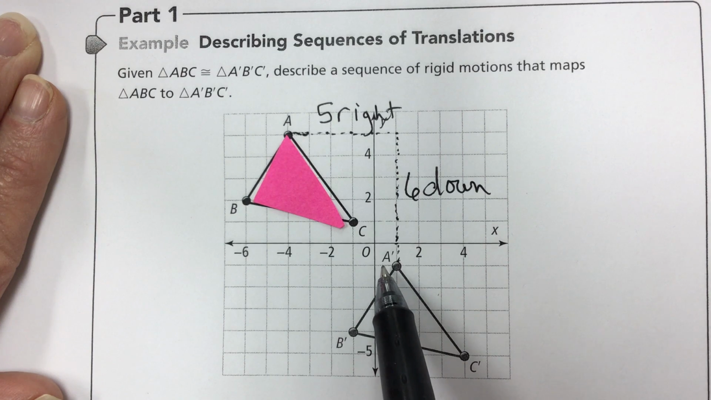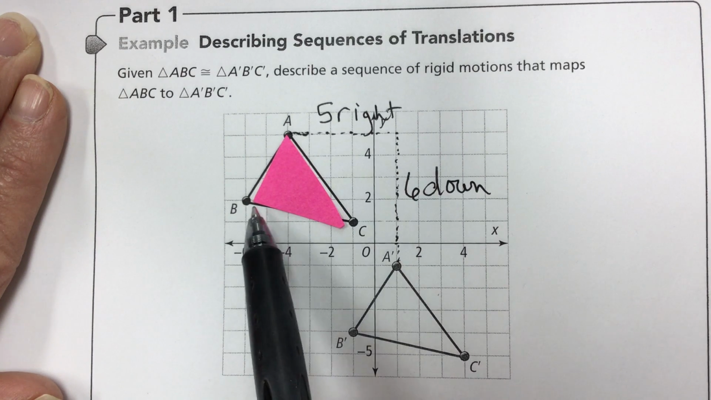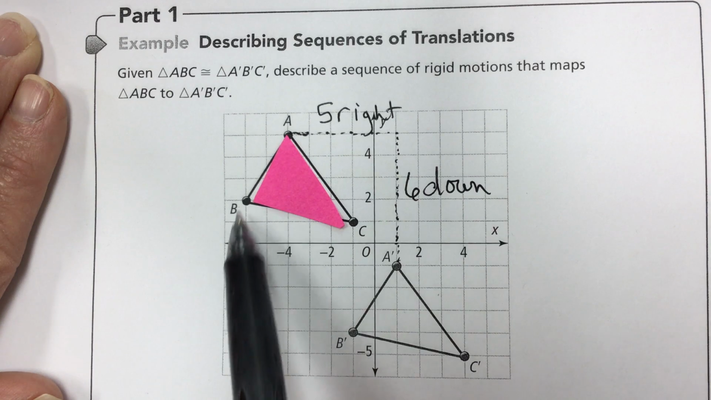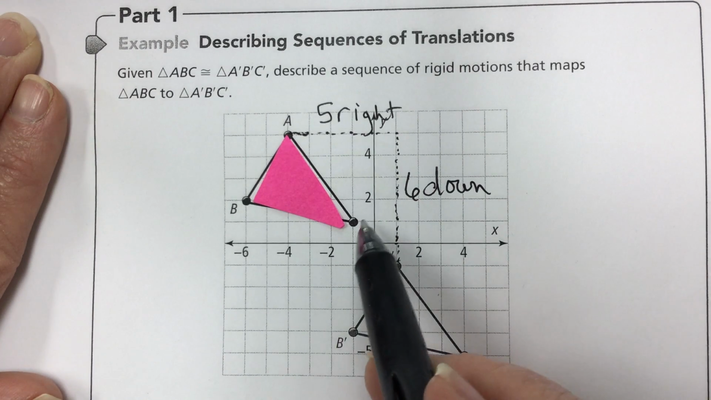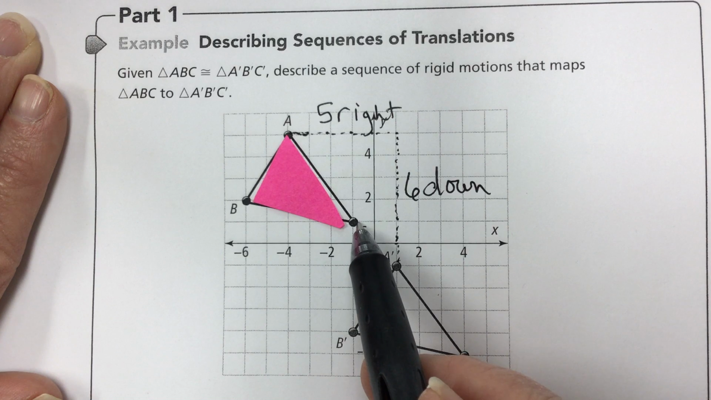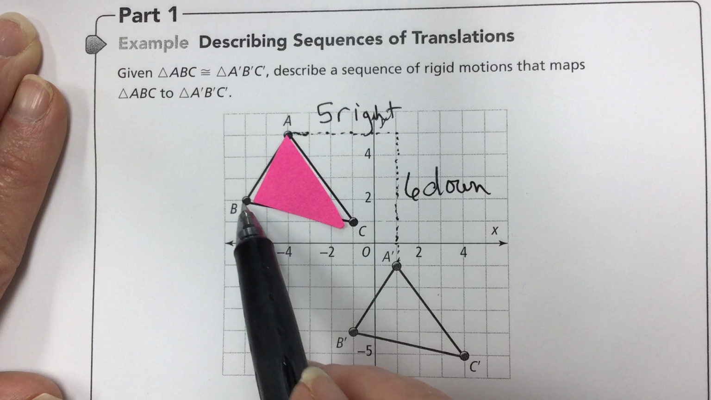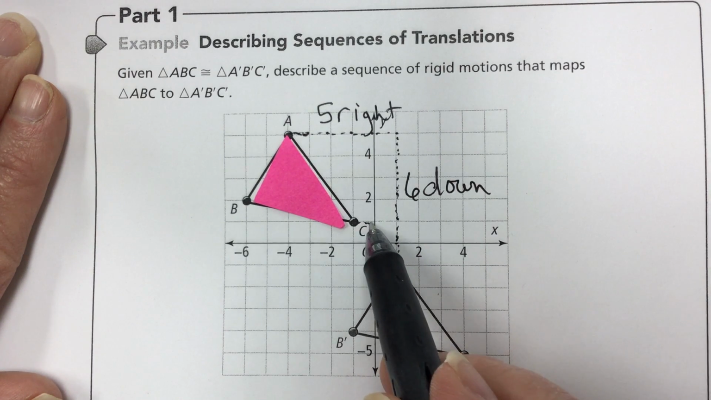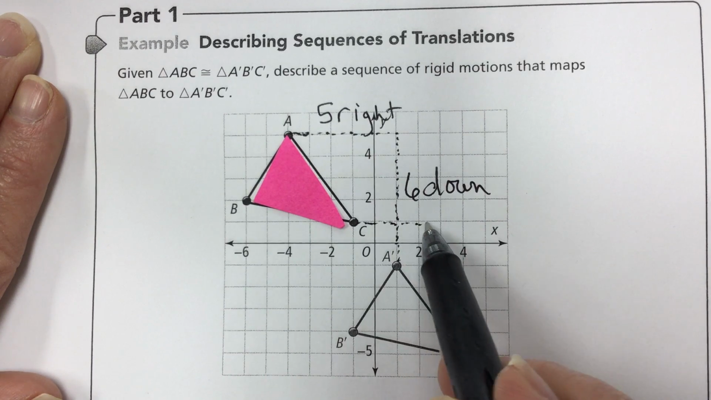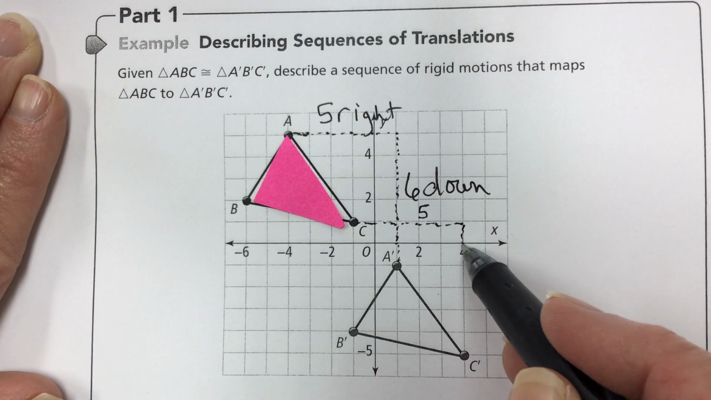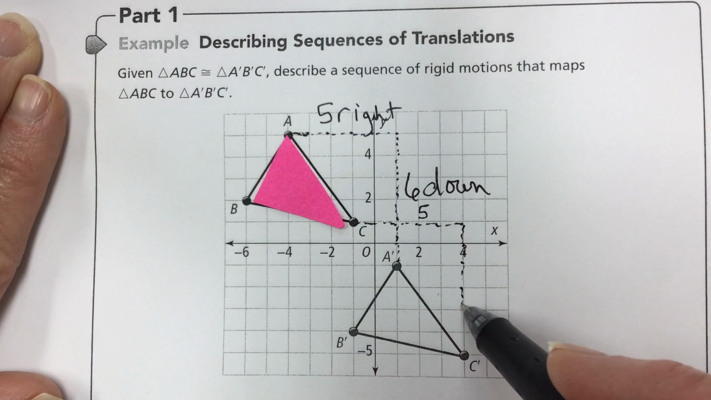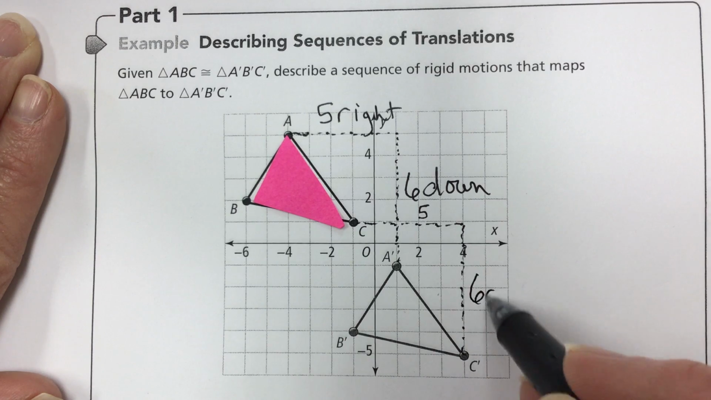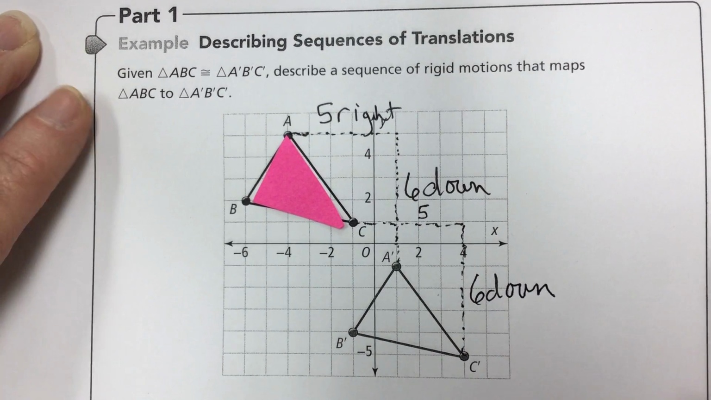Let's see if that same pattern works for the other vertices of the triangle. Vertices are your points on the triangle where the two segments touch. A is a vertex, B is a vertex, and C is a vertex. Okay, so let's move C to the right 5. 1, 2, 3, 4, 5. So yes, that's correct. And down 6. 1, 2, 3, 4, 5, 6. C does match up with the pattern as well.